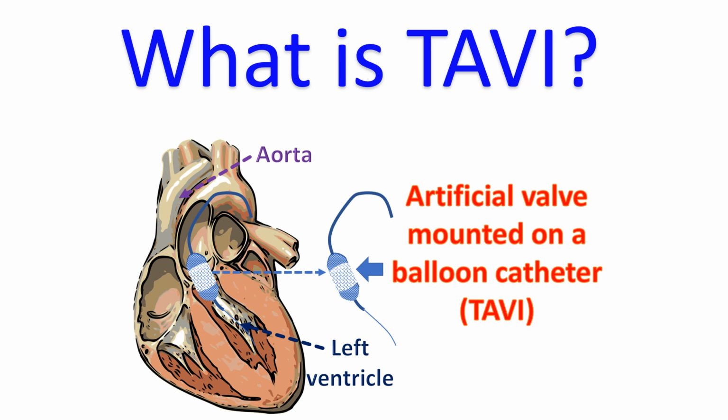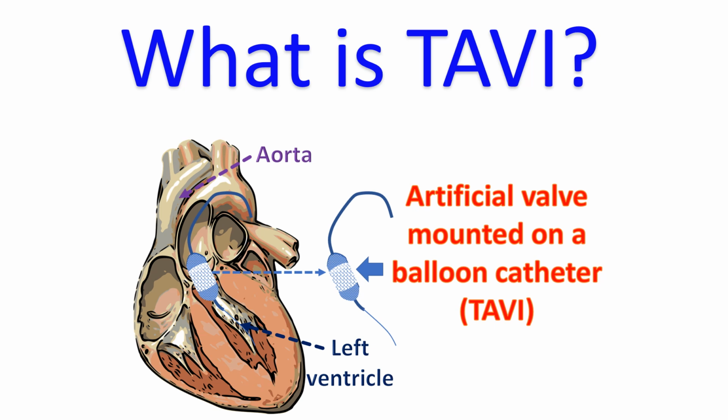TAVI is short form for transcatheter aortic valve implantation. It is also called TAVR, transcatheter aortic valve replacement. Surgical aortic valve replacement (SAVR) was the only option in symptomatic severe aortic stenosis earlier. Now we have the option of implanting a valve without surgery using artificial valves mounted on balloon catheters.